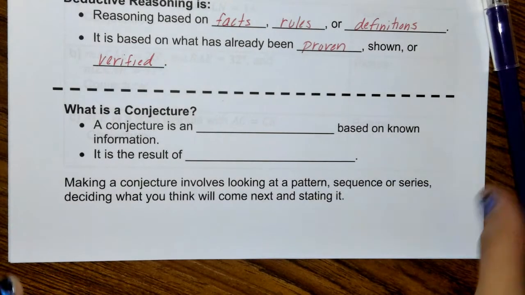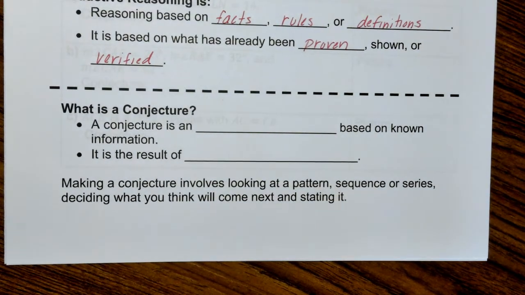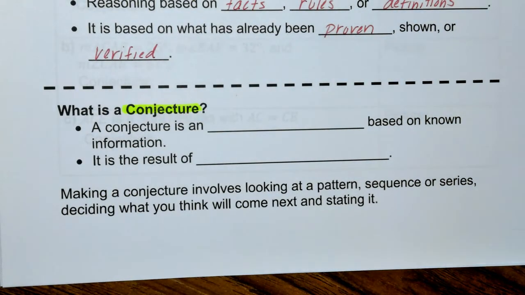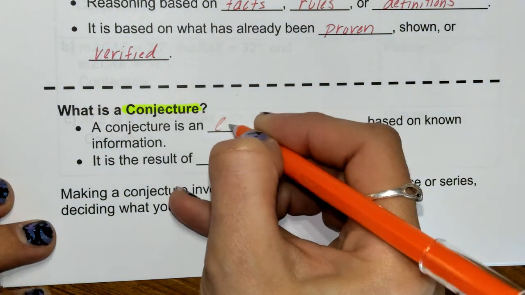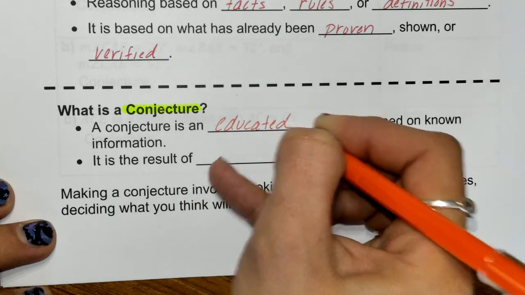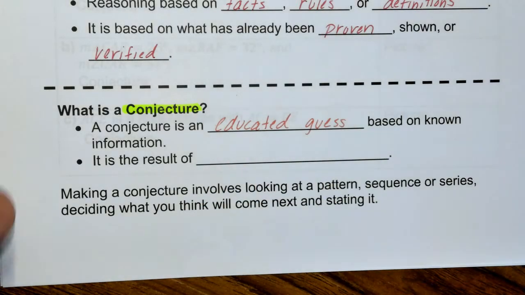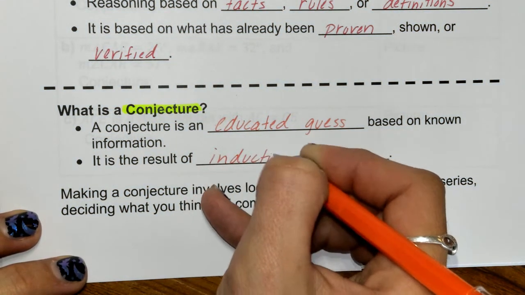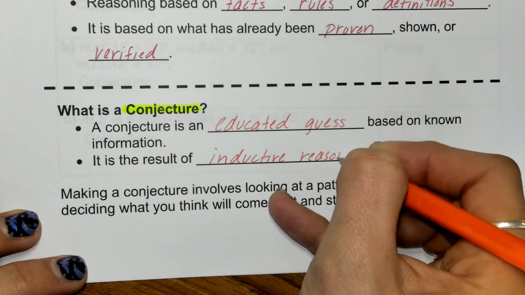What we do need to make sure we understand is conjecture. Let's go ahead and highlight conjecture because it's part of the title. Obviously, it's going to be important here. A conjecture is just an educated guess based on known information. So you know something, and you're like, well, based on what I know, this is my conjecture, my educated guess. It is a result of inductive reasoning. We don't need to focus too much on that last point.